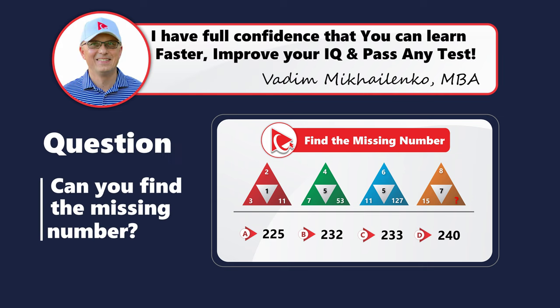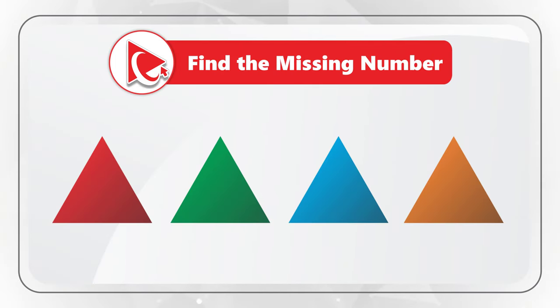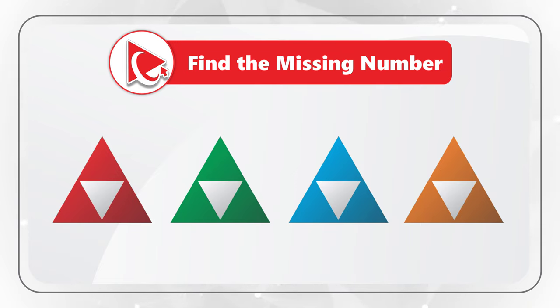Here is the famous four-square triangle question that you frequently see on the test. You are presented with four triangles. In each triangle, there is a smaller triangle which breaks it down into four parts. Each part has a number. And in one small triangle, the number is missing.